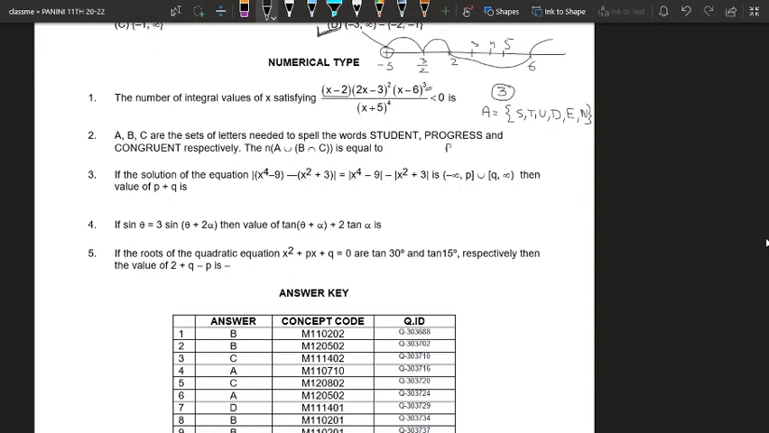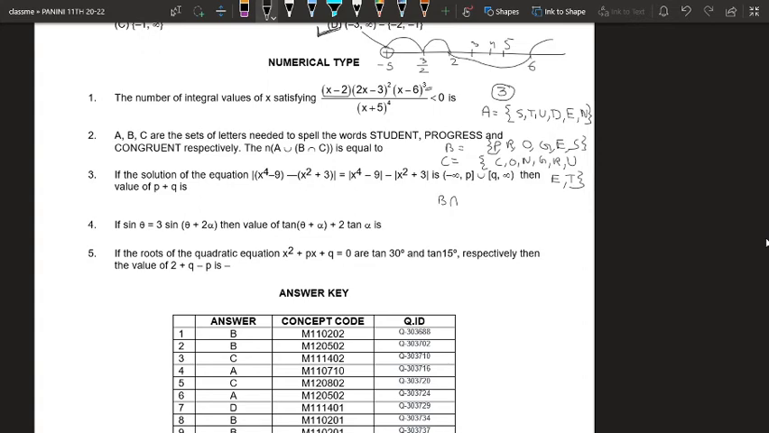In progress, set B: P, R, O, G, E and S. P R O G R already taken, E S S. And in C the word is congruent: C O N G R U E is already taken, and T. Congruent: G, N, T.